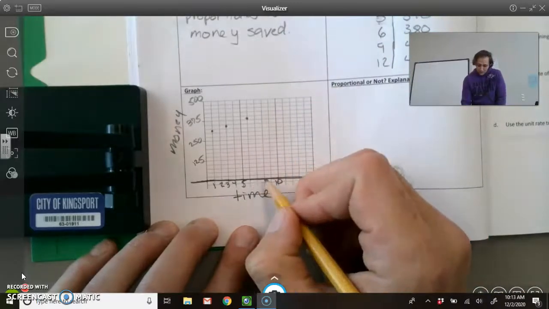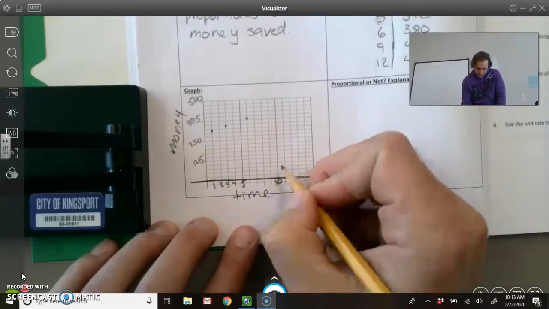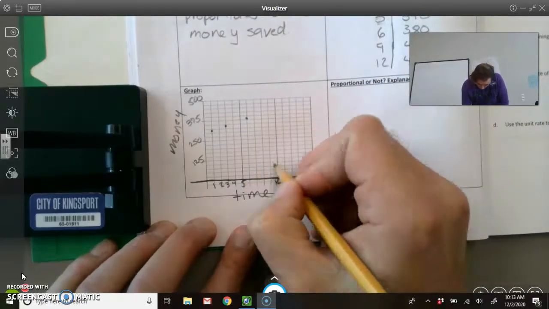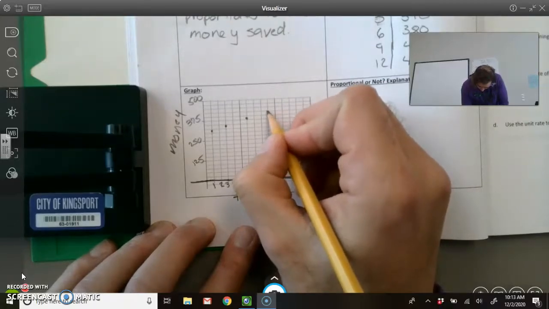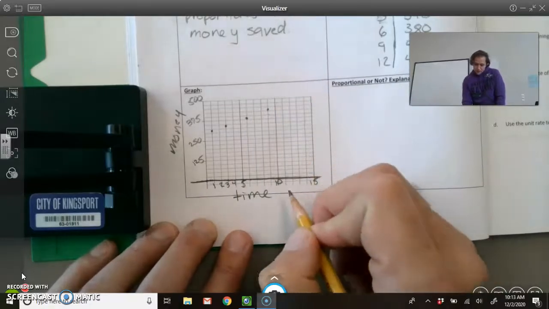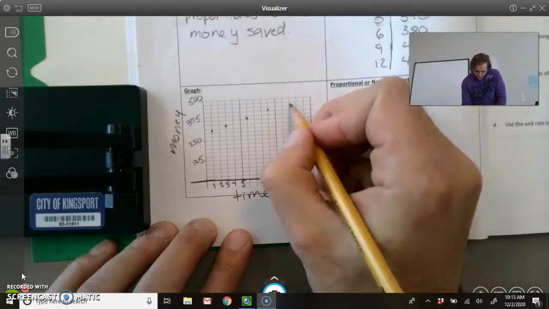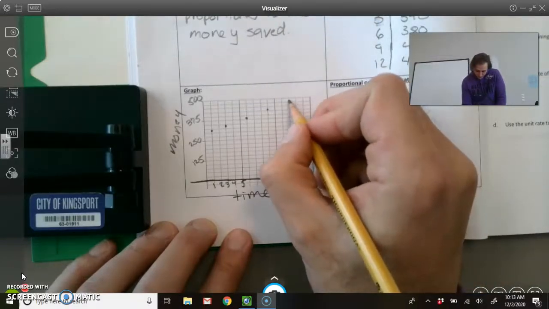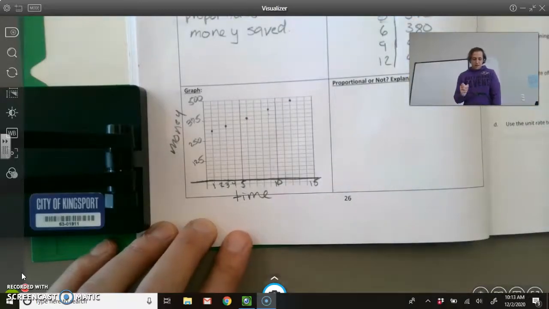And 9, 430. So go to 9, and then let's go to 430. So 375 is this line. That's 400, 425, just above 425. And 12, 480. So this is 475, just up a little bit above that is 480. Okay?